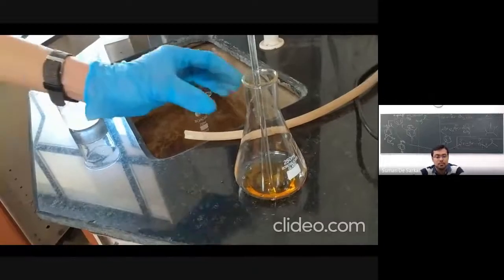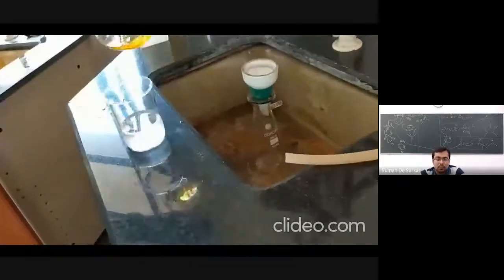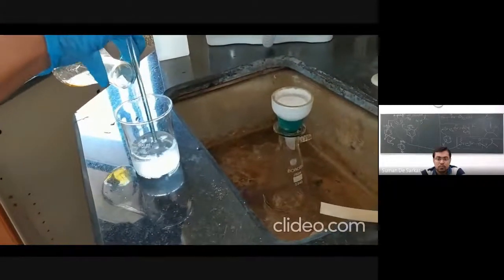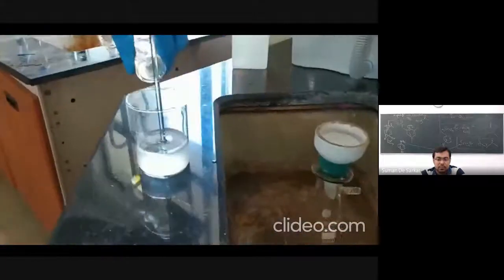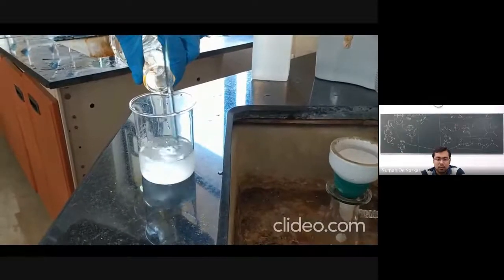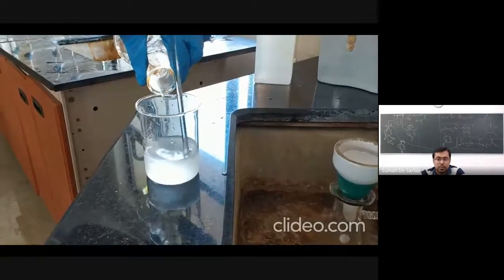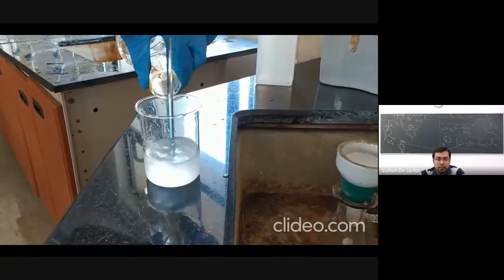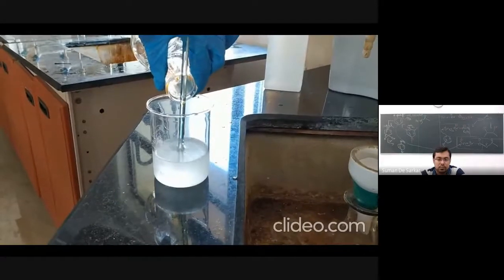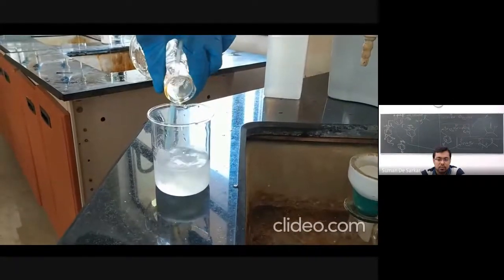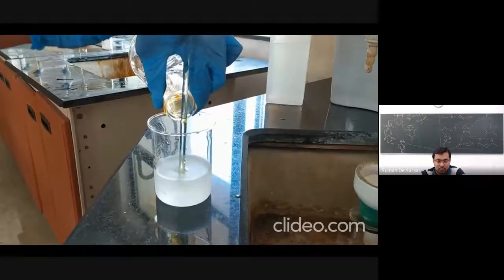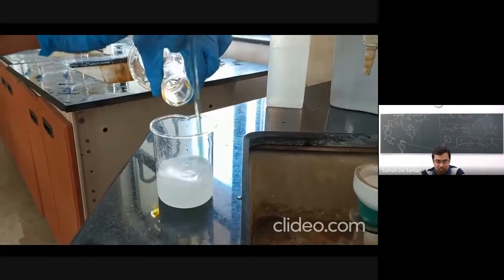Now we pour the reaction mixture into 100 ml cold water. Now you can see something. So slowly we are adding the mixture to 100 ml cold water. And a white precipitate appears, the parabromoacetanilide.